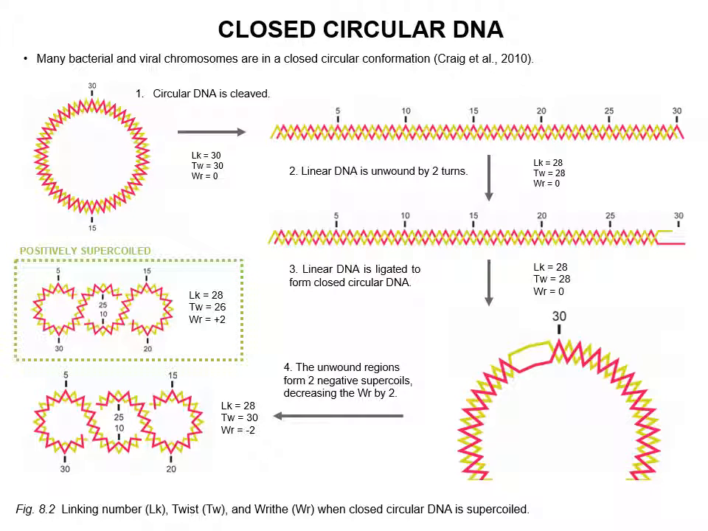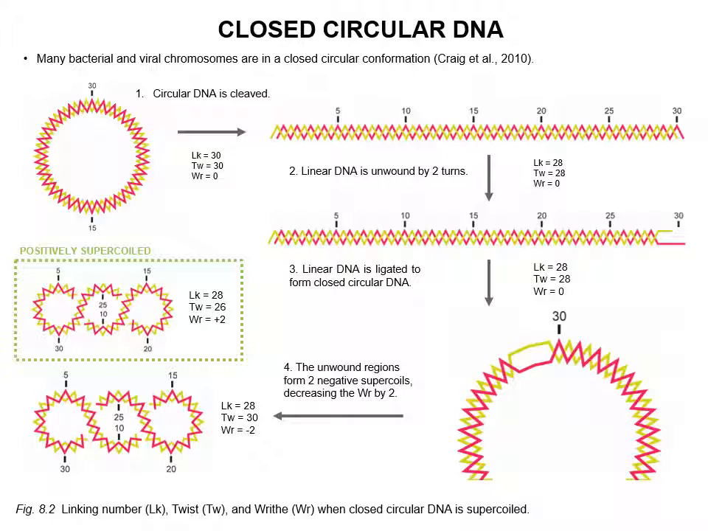Supercoiling with closed circular DNA molecules works the same as with constrained and linear DNA molecules. Upon being cleaved by a topoisomerase, the molecule becomes linear and unconstrained. In this example, the molecule is then unwound by two helical turns, and the linking number and twist both decrease from 30 to 28. Upon ligating the ends to form closed circular DNA again, the tension in the molecule causes it to twist on itself and form two negative supercoils.